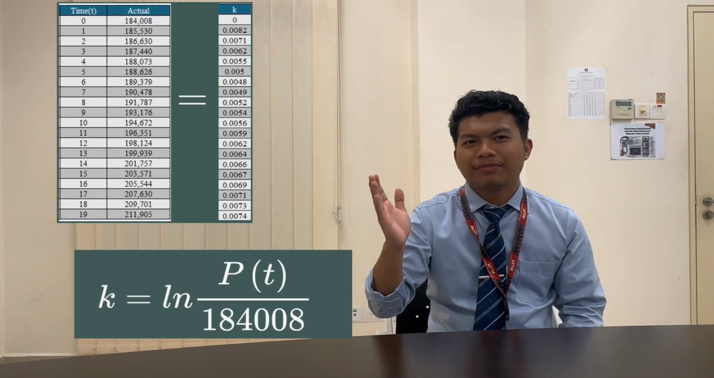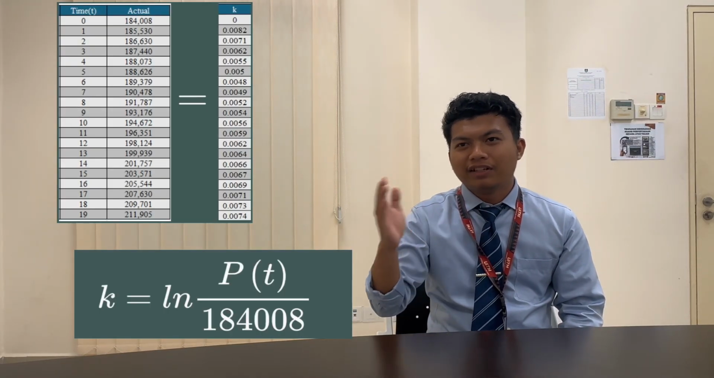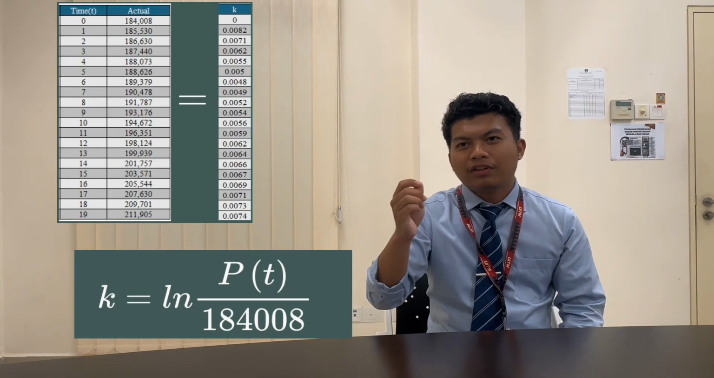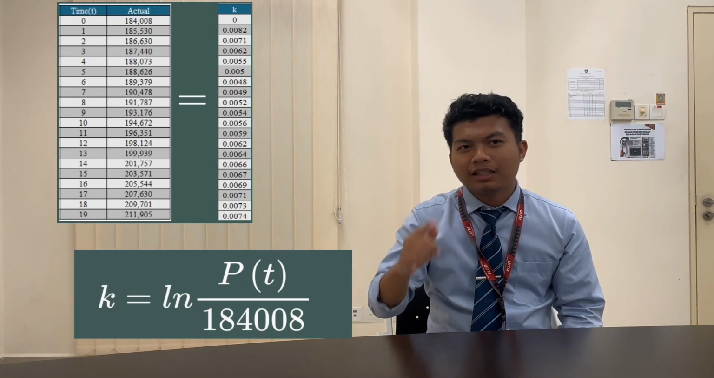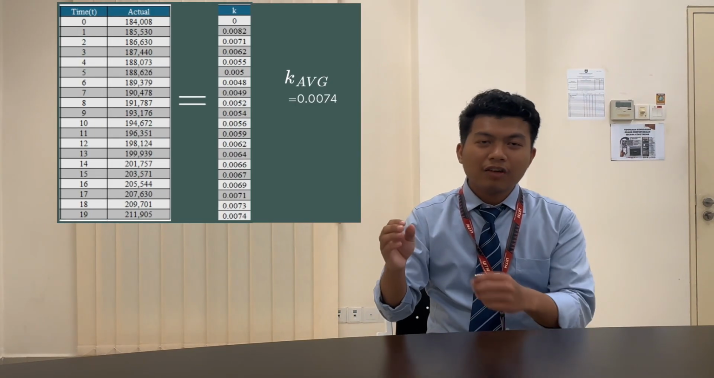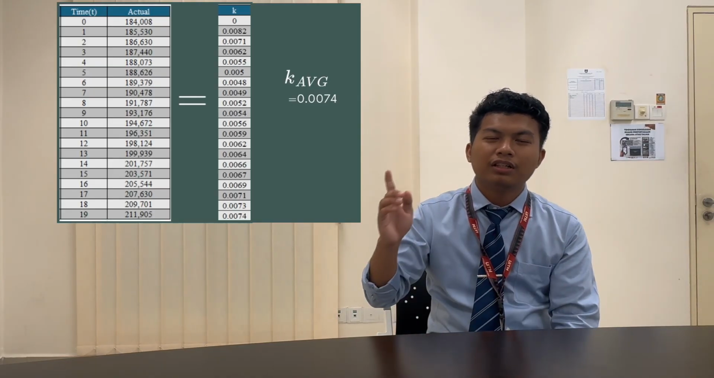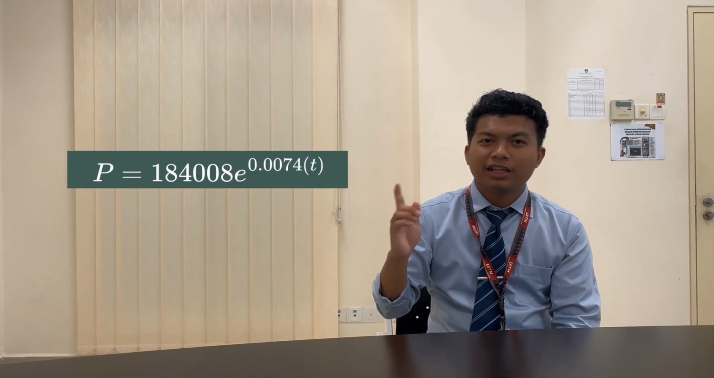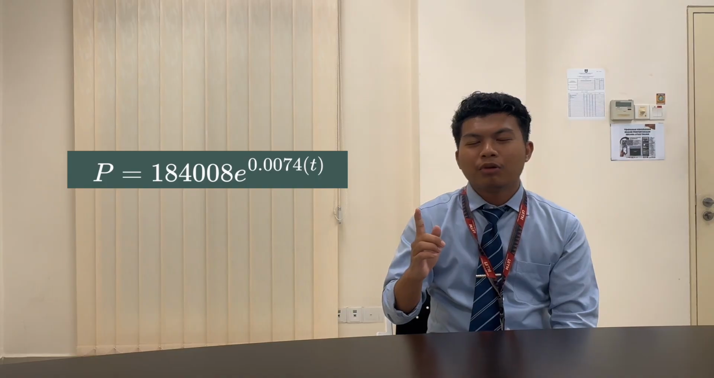So we move to the next slide. This table shows all of the k by using this formula. After that, we will get the k average by the sum of the total k. We will divide by 19 and we will get the k average. The k average here, we will insert in the formula of the general solutions to get the particular solution. And then we will insert the t for all the data to get the particular solution value for the human population.